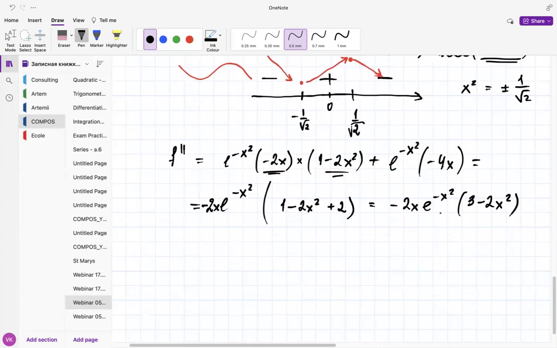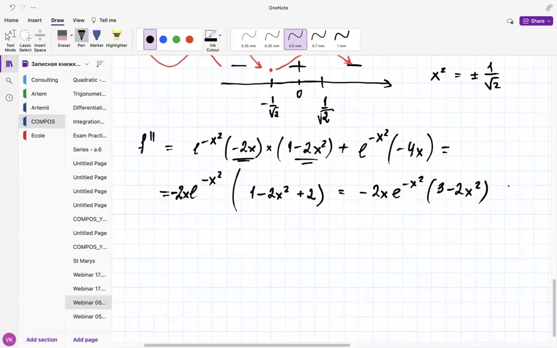Okay, so this is my second derivative, and I always need it, as you may know, for my inflection points. So where do I expect my inflection points? 1 here, x equals 0, and 2 here, where x is equal to plus or minus square root of 3 over 2, right? Right.